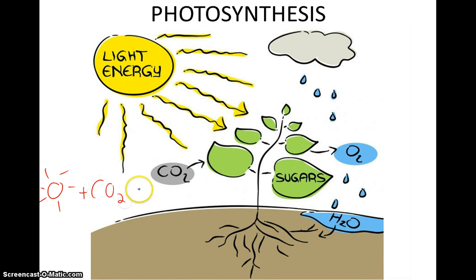And excuse my handwriting because I write terribly with this pen. And the last thing that they need is water. They take in water through roots or whatever other system they have, depending on the plant that it is. But they need these three things in order to do photosynthesis: sunlight, CO2, and water. Okay? And light is what provides the energy for this process.